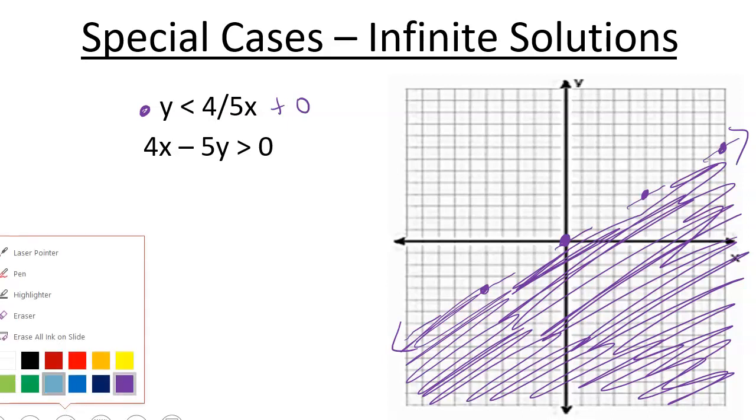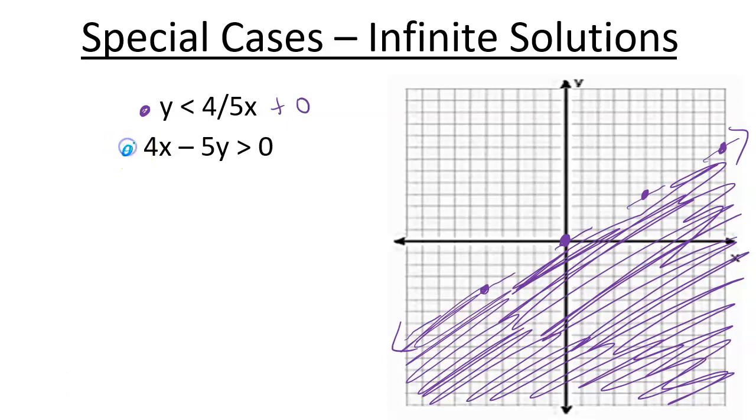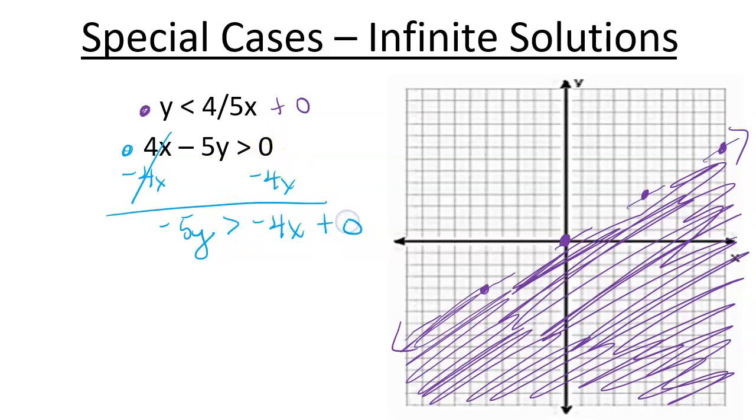All right, for the second equation, I'm going to change colors. Let's go to blue. I need to get this into slope-intercept form, so I'm going to move my slope first by subtracting 4x, and I have negative 5y is greater than. Slope comes down first, then y-intercept.